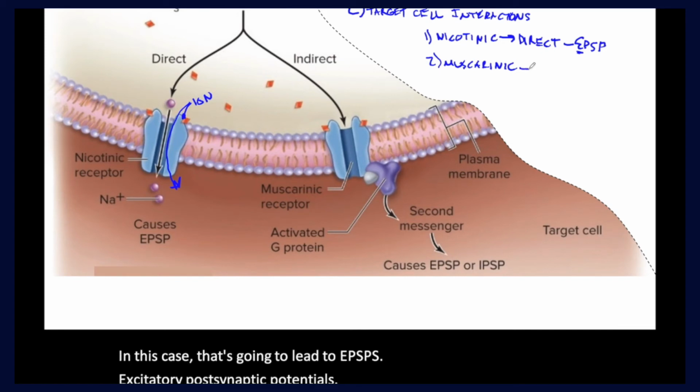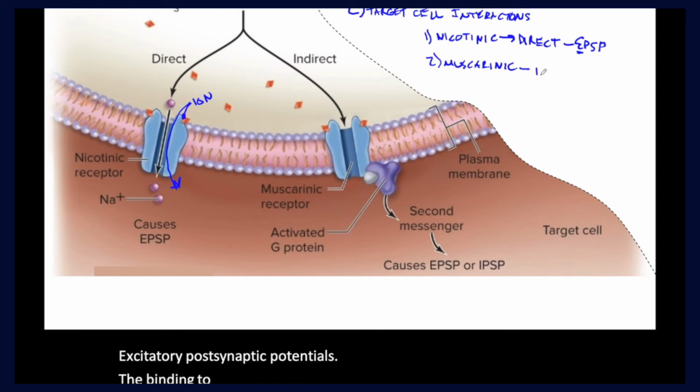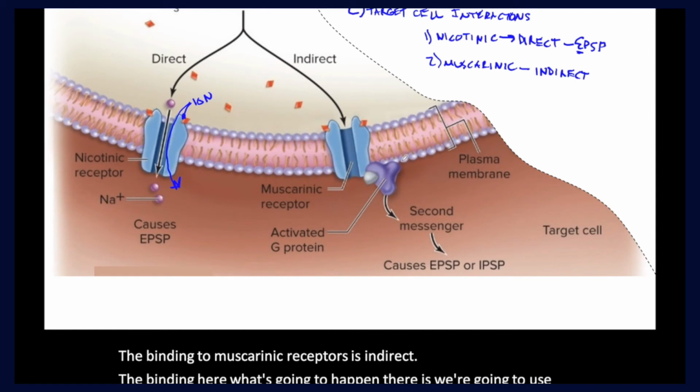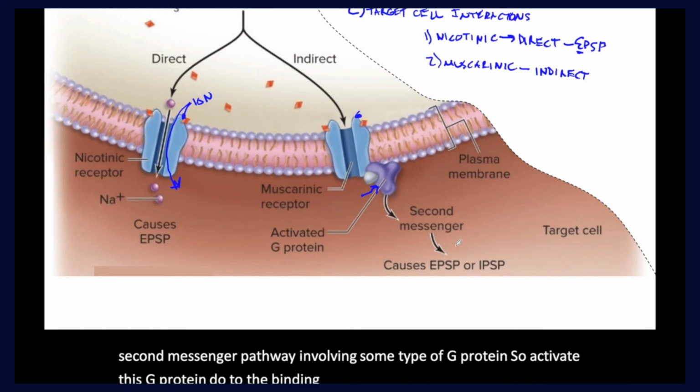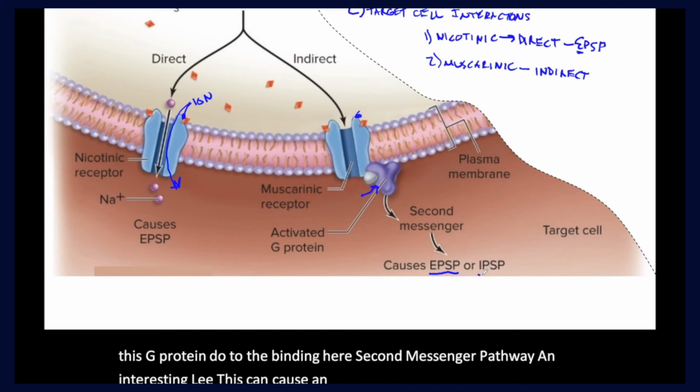The binding to muscarinic receptors is indirect. What's going to happen there is we're going to use a second messenger pathway involving some type of G protein. So we're going to activate this G protein due to the binding here. Second messenger pathway, and interestingly, this can cause an excitatory postsynaptic potential or an inhibitory postsynaptic potential.